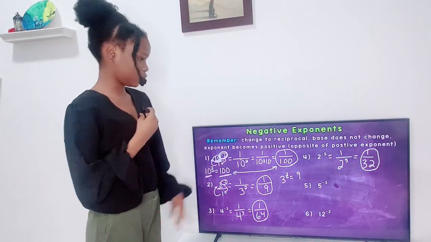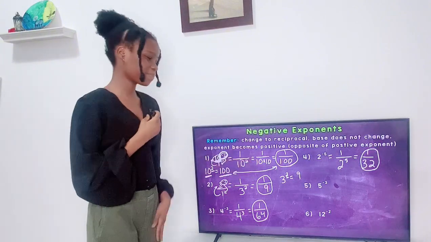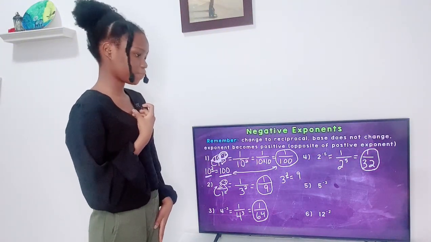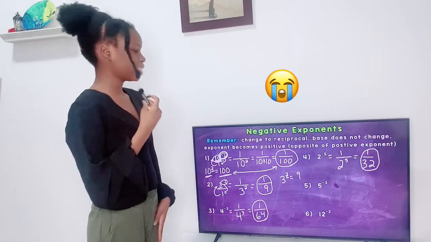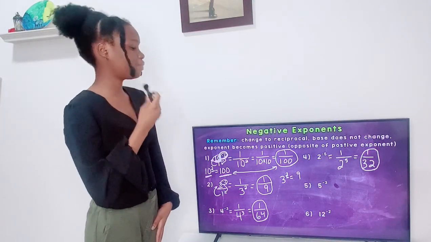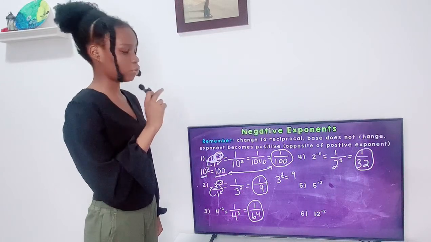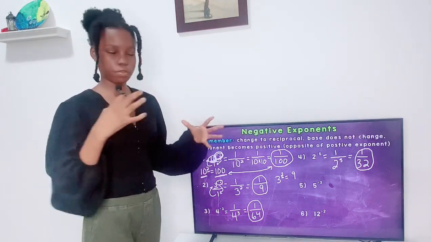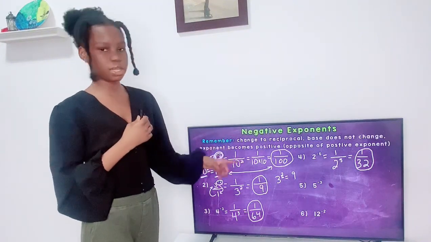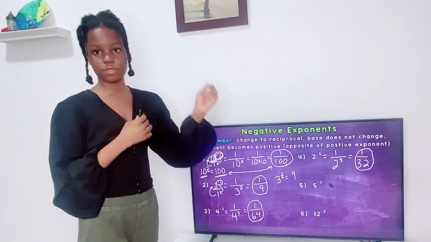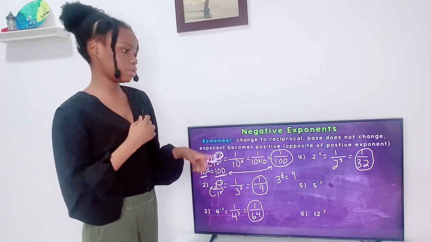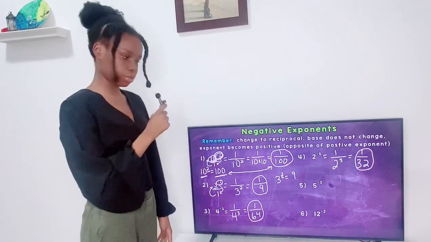Now let's move over to number 4. Number 4 is basically 2 raised to the power of negative 5, okay, which is equals to 1 over 32. Now you guys already know how to solve it in expanded form, right? Okay, so 2 times 2 is going to give you 4. 4 times 2 is going to give you 8. 8 times 2 is going to give you 16. And then 16 times 2 is going to give you 32.